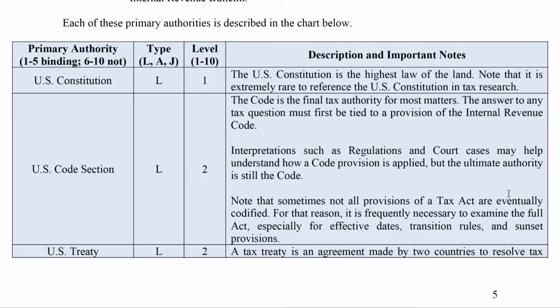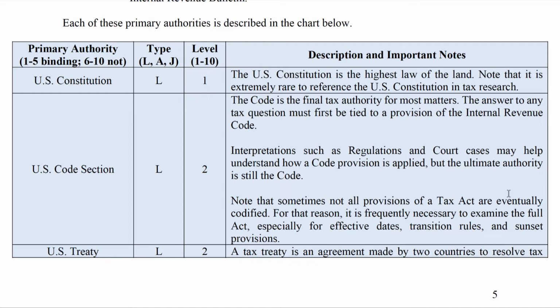Before we look at these different types, and I give you a little description and some notes about them, and at the end I show you some examples of some of the more important ones, let's look at what the chart's titles are. The first column is the actual primary authority. And I have a numbering system which applies to the third column. I want to note that 1 through 5 are binding, 6 through 10 are not. So if you have a number 1 through 5, it's binding. If it's a 6 through 10, it's not binding. Because remember, primary authority can be either binding or non-binding.